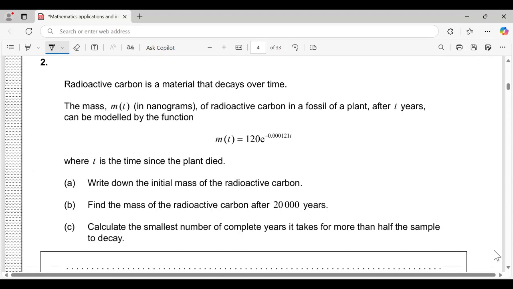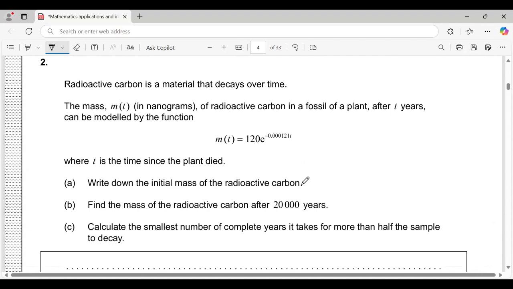Number two, radioactive carbon is a material that decays over time. The mass, M(t) in nanograms, of radioactive carbon in a fossil of a plant after t years can be modeled by this function, where t is the time since the plant died. Write down the initial mass of the radioactive carbon.